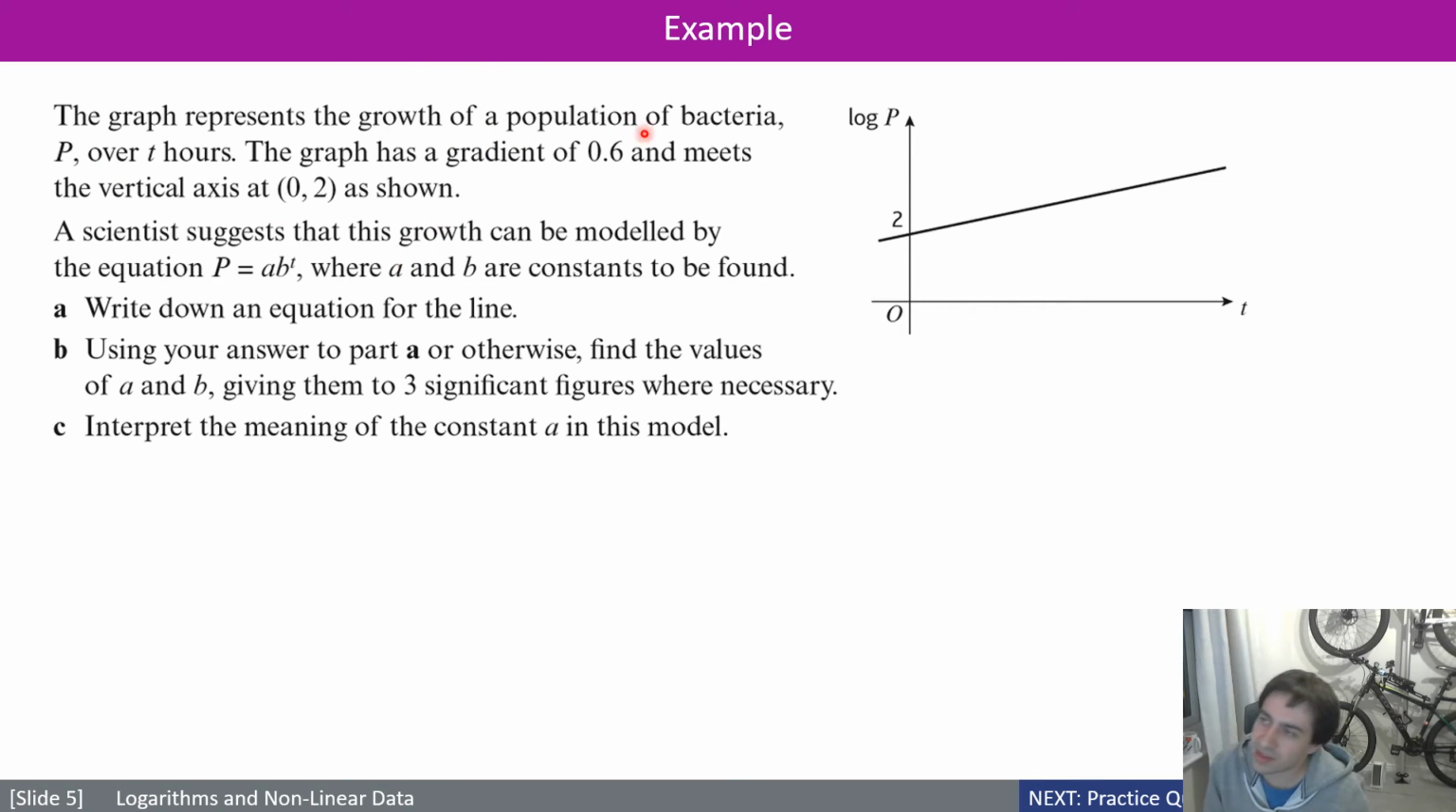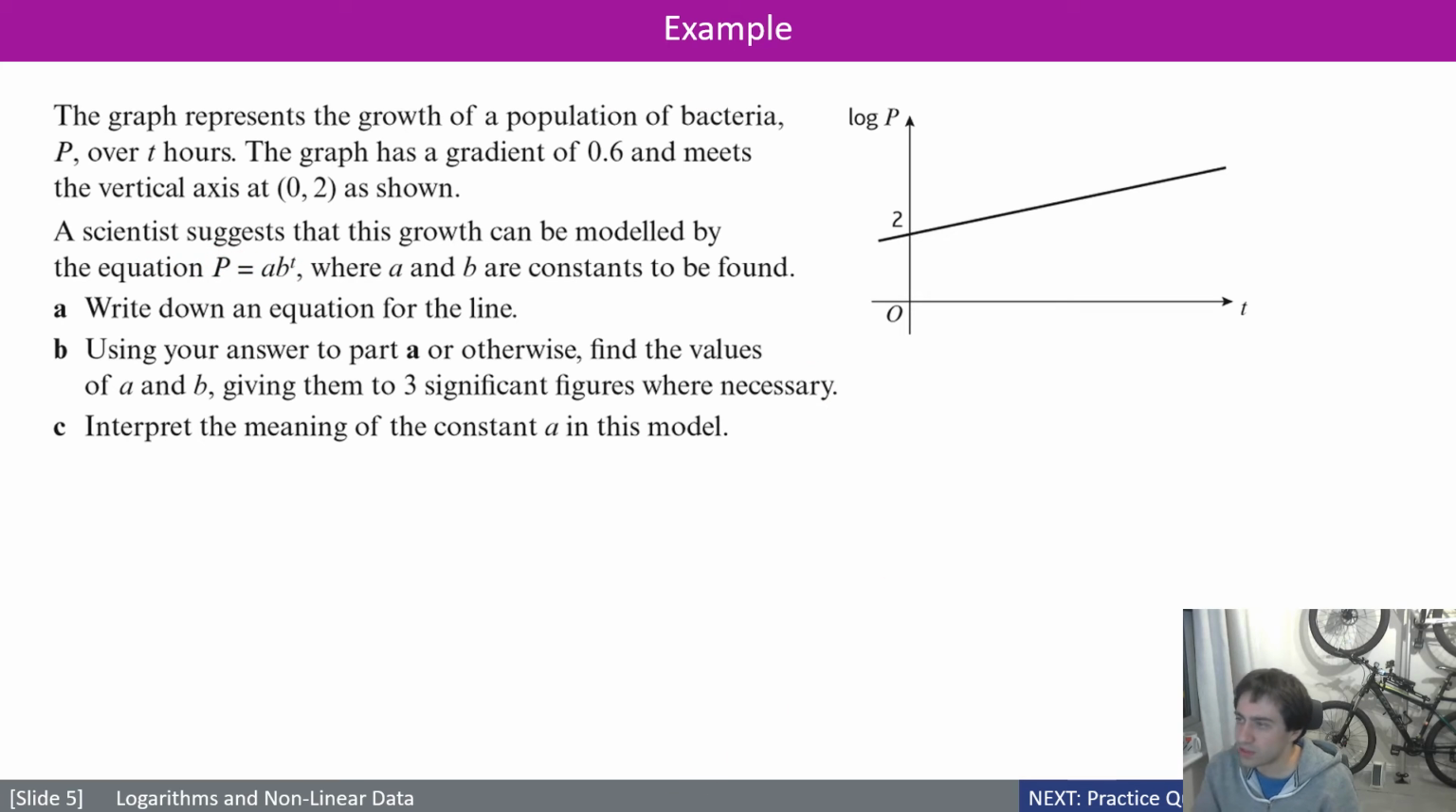Okay, so my comment here is that's phrased a bit weirdly. It says the graph, which is presumably this thing, represents the growth of a population of bacteria p over t hours. But if you look at the graph, it's labelled log p. Now that makes sense, because if it was labelled p, it wouldn't be a straight line, right? Because that relationship is not a straight line. So I think that English phrasing is a bit odd. But fortunately, they've labelled it correctly here, so we're going to go with what the graph shows. This is a graph of log p over t hours.